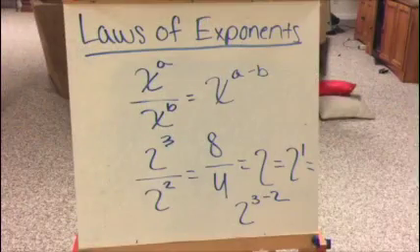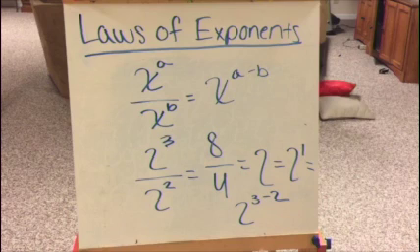This next law is that x to the a over x to the b equals x to the a minus b. Now the two exponents are subtracted because in this example 2 to the third over 2 to the second, which is equivalent to 8 over 4, which equals 2, which also equals 2 to the 1. So 2 to the 1 is equivalent to 2 to the third minus 2, as 3 minus 2 equals 1.